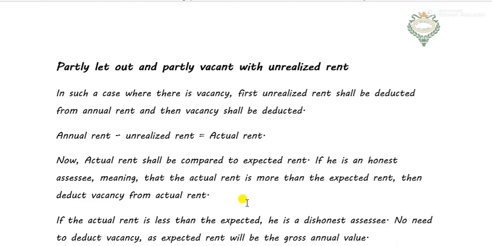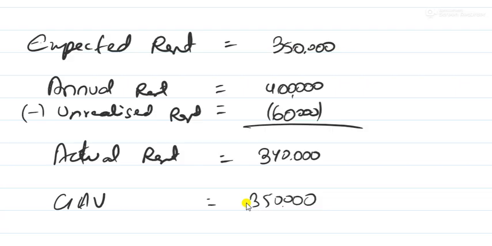Very simple. It's the same as before. First we will deduct the unrealized rent, right? First we deduct the unrealized rent and then we compare this figure of 3,40,000 with the expected rent. So this is not my actual rent. In the previous example 3,40,000 was my actual rent, but in this example this is not my actual rent received because there is vacancy to be deducted also. So 3,40,000 is to be compared with expected rent.